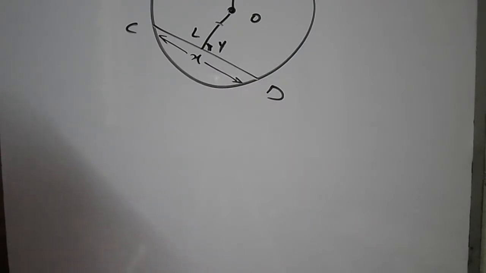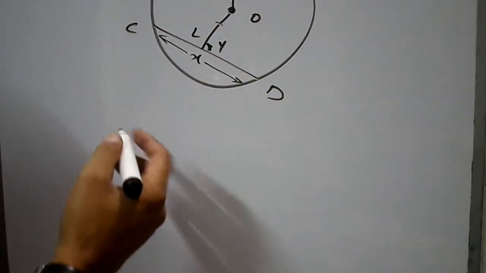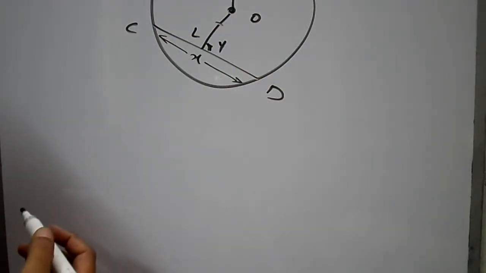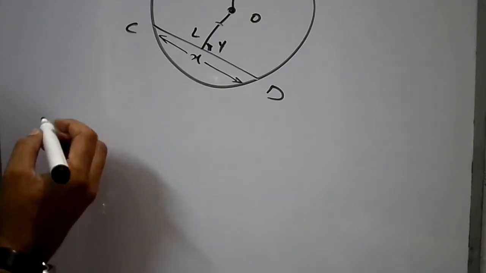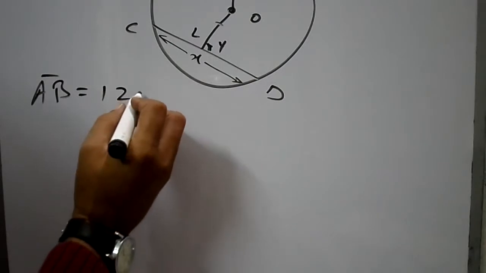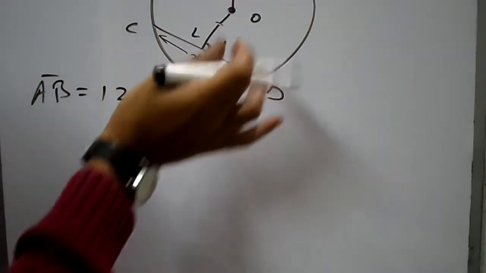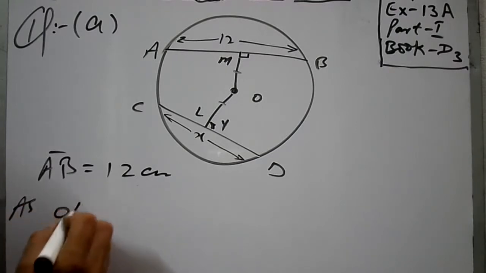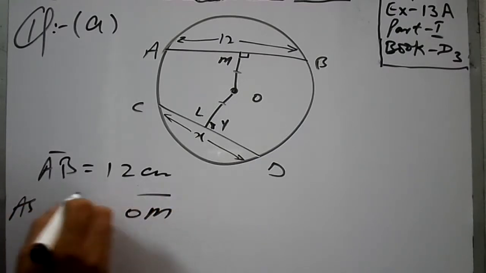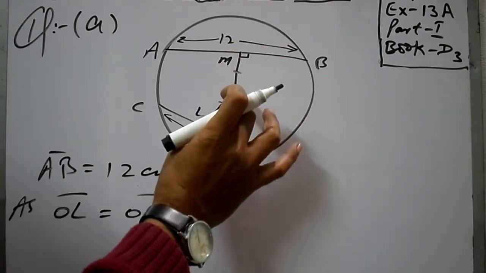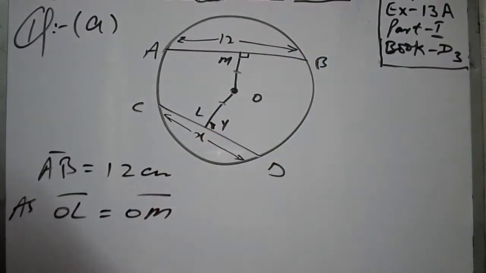In question number A part, you see the diagram, we have to find the value of x and y. In the diagram it is clear that AB is equal to 12 centimeter, as OL is equal to OM.